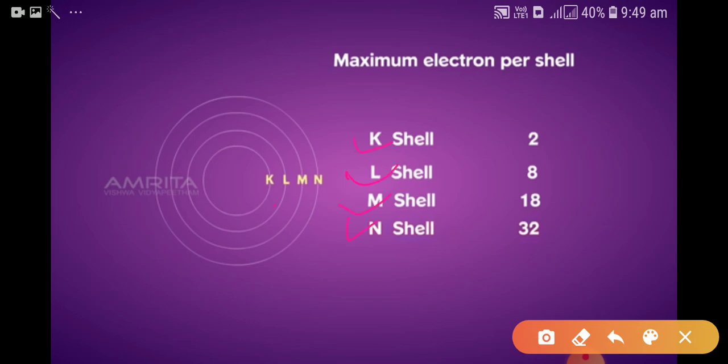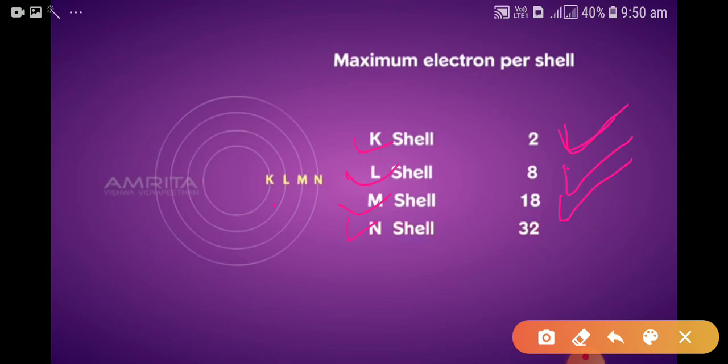Now, in the first orbit, a maximum of 2 electrons are moving. Means in the K shell, only a maximum of 2 electrons. It may be 1 also, but not more than 2. In the second shell, the L shell, how many maximum electrons are moving? 8. So L contains a maximum of 8 electrons, not more than 8. It could be 7, 6, 5, 3, 2, 1. The M shell has a maximum of 18 electrons.